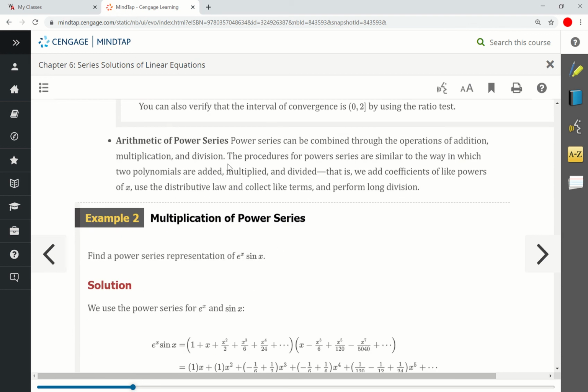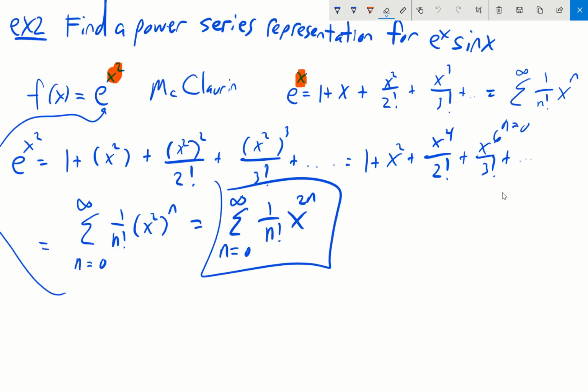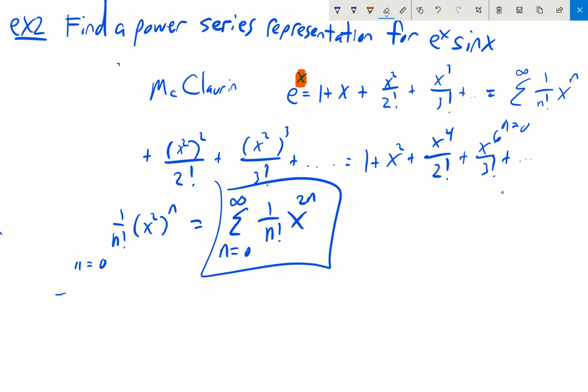One of the things we want to comment on before we look at the next example is the arithmetic of power series. Power series can be combined through the operations of addition, multiplication, and also division. The procedures for power series are similar to the way in which two polynomials are added, multiplied, and divided. That is, we add the coefficients of like powers of x, and we use the distributive laws to collect like terms and to perform long division. Let's take a look at an example of one of these. In example 2, we're asked to find a power series representation for e to the x, the sine of x.